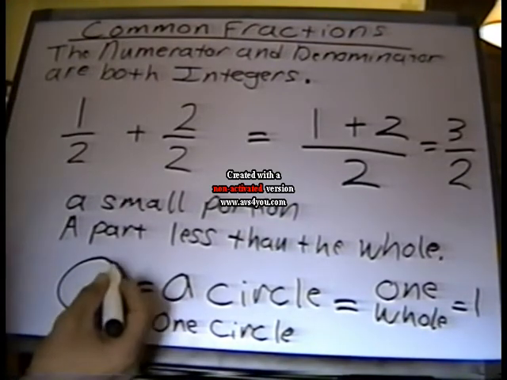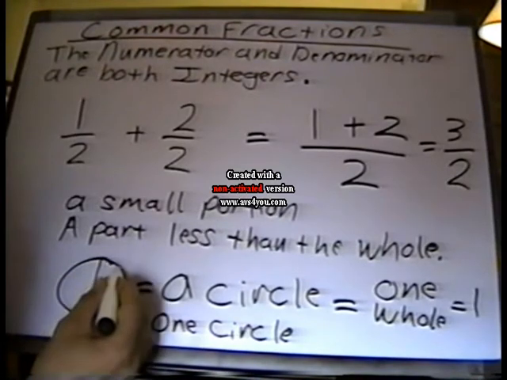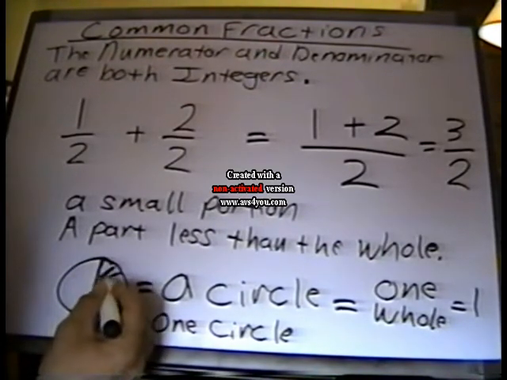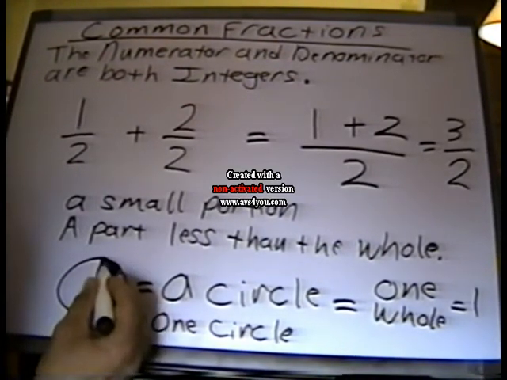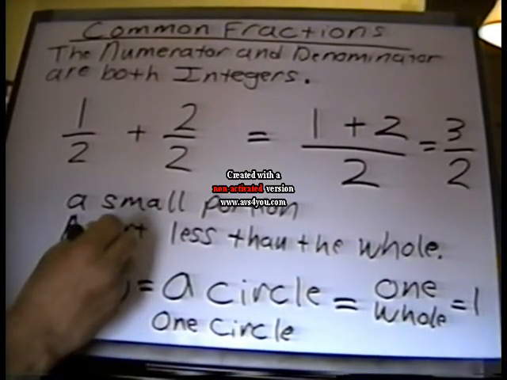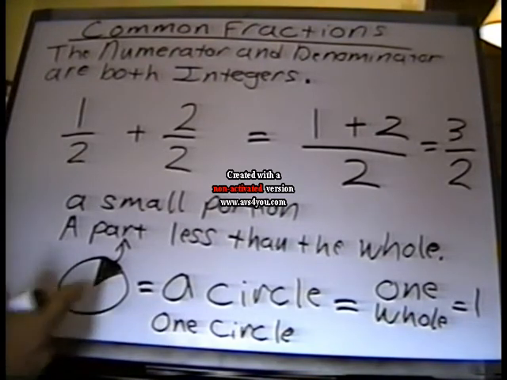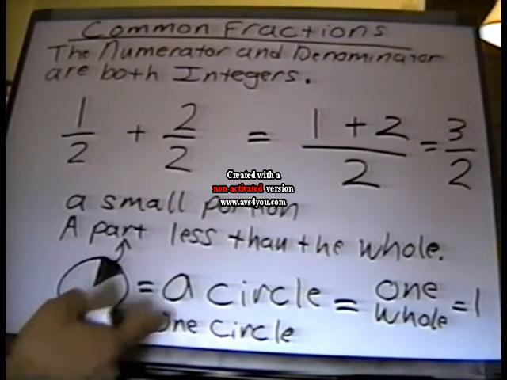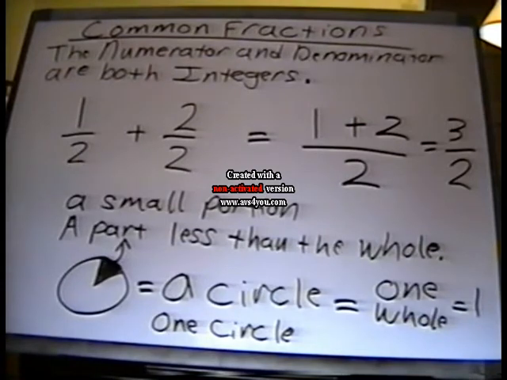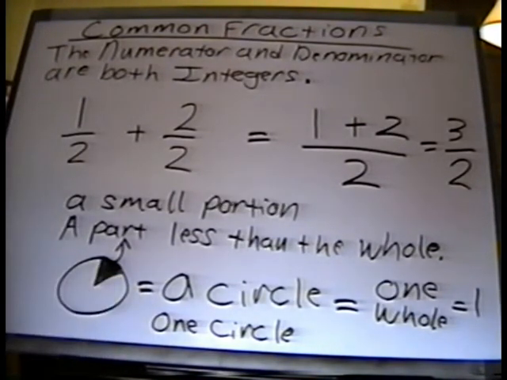So if I take any part and make this lesser, or shaded, this shaded part is our fraction. It's a part less than the whole. And we have a whole circle here, which is one whole circle. This portion or fraction is a part of the whole. A fraction is always a part of the whole.